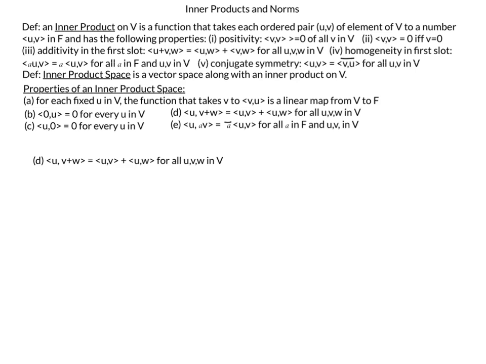To prove property D, that the inner product of u with v plus w is equal to the inner product of u with v plus the inner product of u with w, we start by working on the left-hand side, the inner product of u with v plus w. By our property of inner products, using conjugate symmetry, it is equal to the complex conjugate of the inner product of v plus w with u, and that's the whole inner product that's under the conjugate symbol.